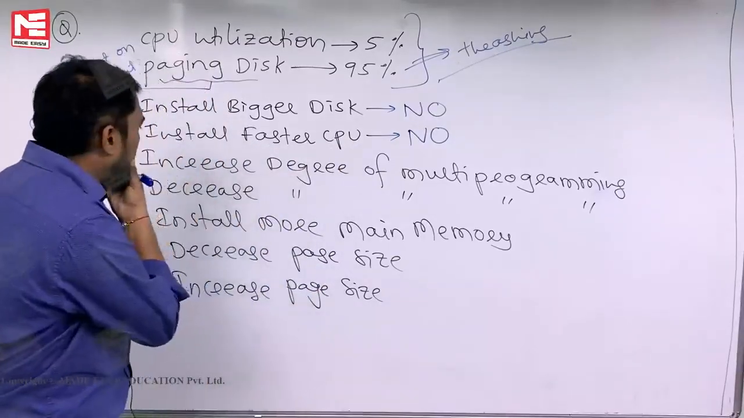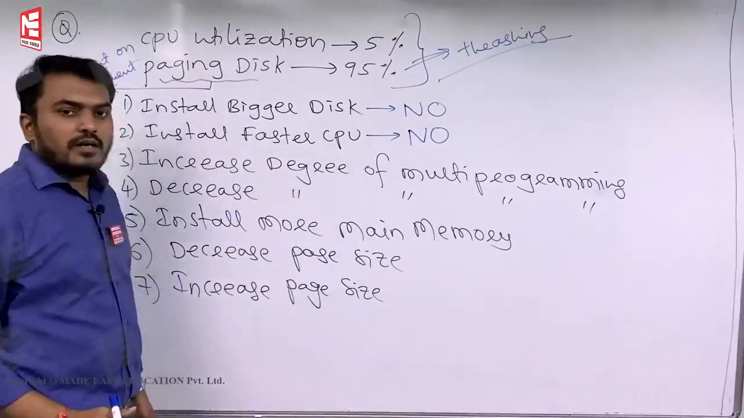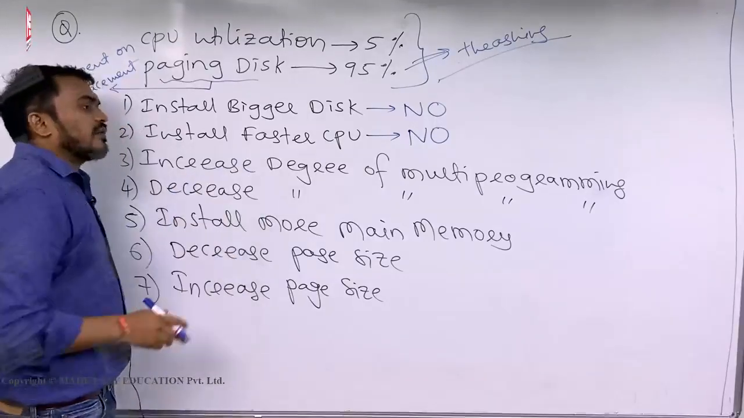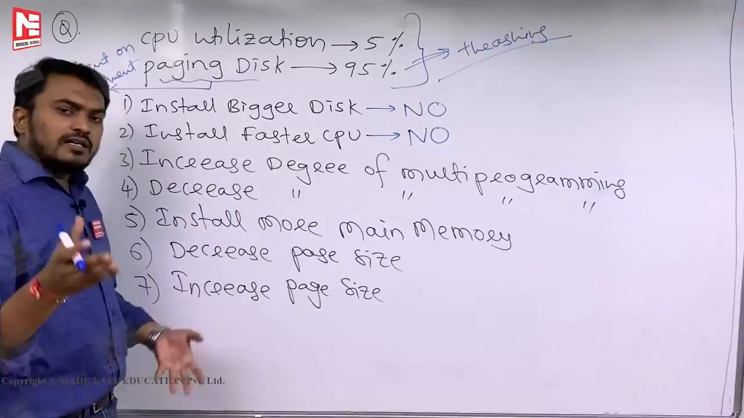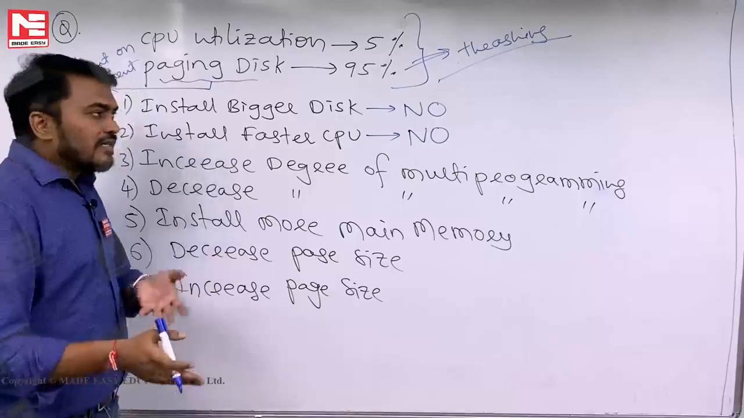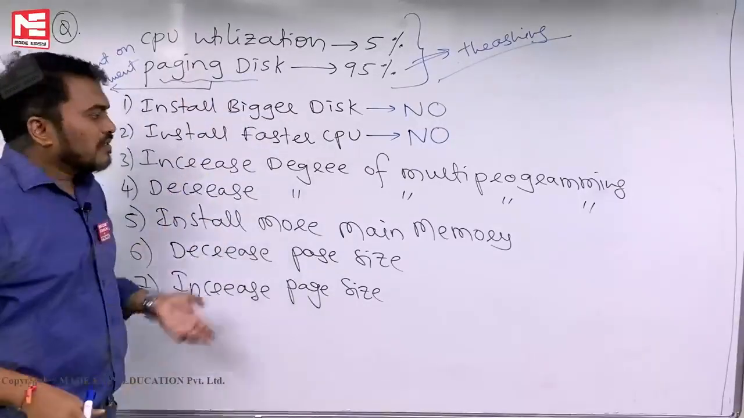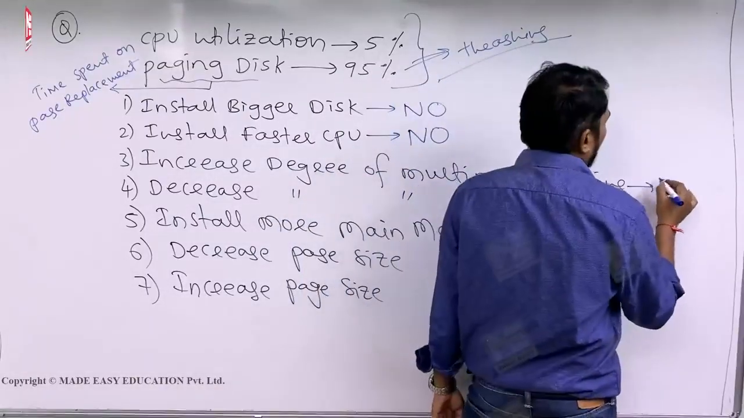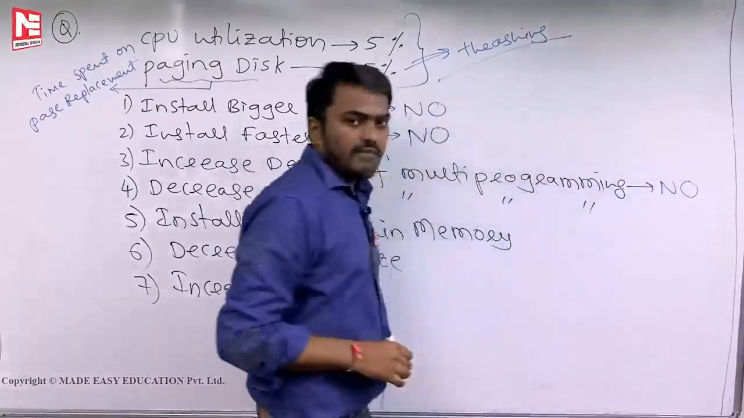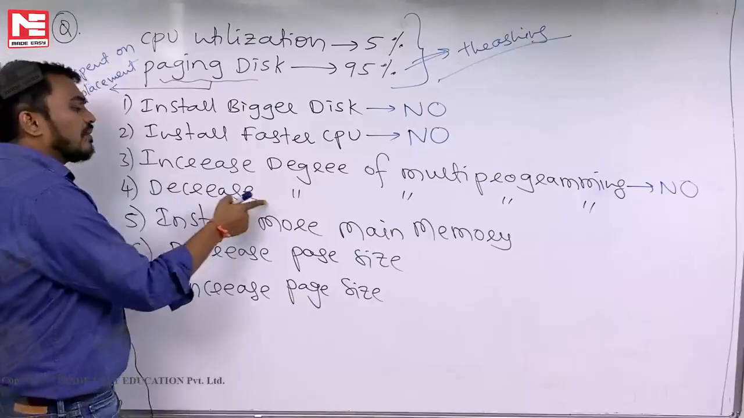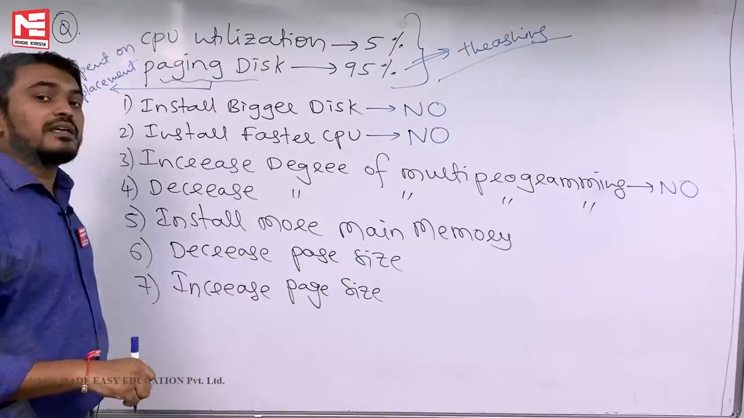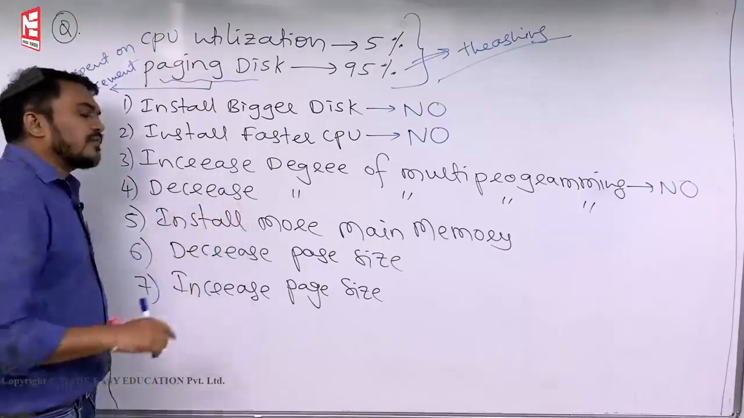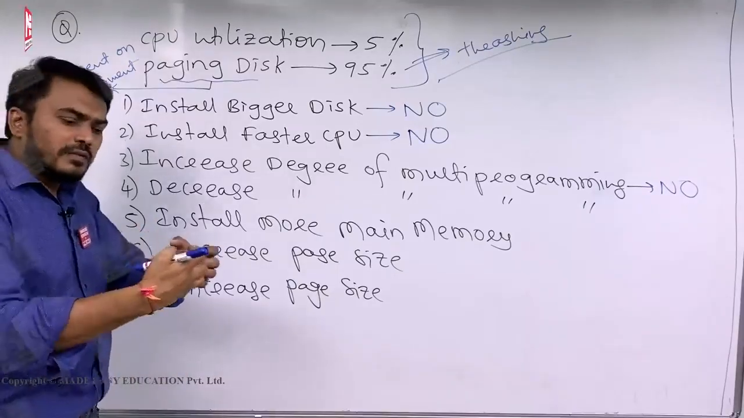So understand here. Increase degree of multi-programming. If I increase the degree of multi-programming, will it improve CPU utilization? No. The degree of multi-programming is already high, which is why CPU utilization dropped. If I increase it further, CPU utilization will decrease even more. So this is a no. Now next, decrease degree of multi-programming. Yes or no? Yes. If I decrease the degree of multi-programming, some of the processes will be suspended.